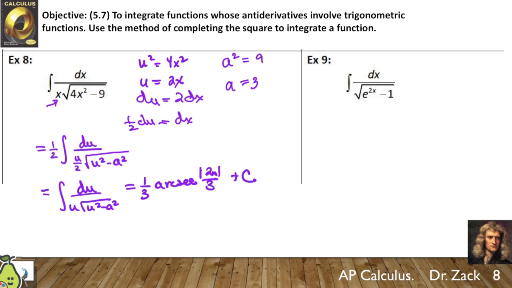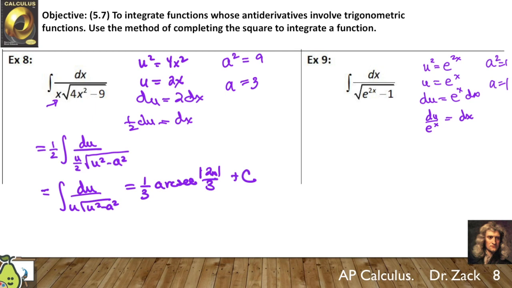And for example 9, notice once again it's got a square root, there's an e to the 2x. I'm not sure what's happening with this one, but I'm going to let u squared equal e to the 2x. U is equal to e to the x, du equals e to the x dx. So then dx is du over e to the x. And you know what? Let's let a squared equal 1.